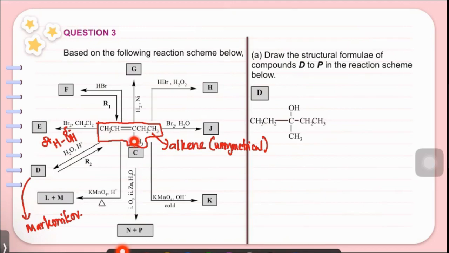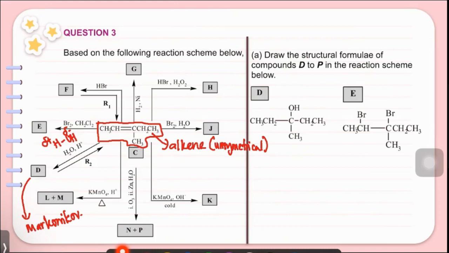Okay, and then E, the structure of E. So the reaction between C react with Br2 in CH2Cl2. That means in a solvent. So what happened to the C double bond C? Br will be added to the C double bond C. So double bond become single bond. In this case, tak ada masalah lah because Br2 in inert solvent, kedua-dua Br akan attach pada C double bond C. So suggestion structure is like this.